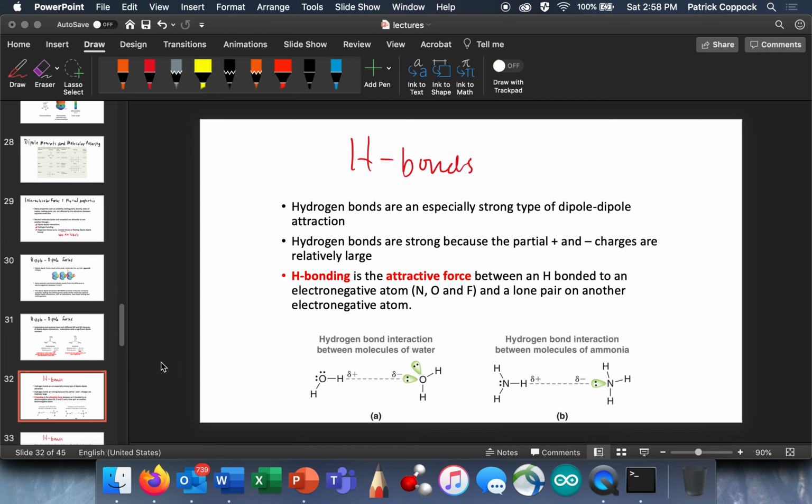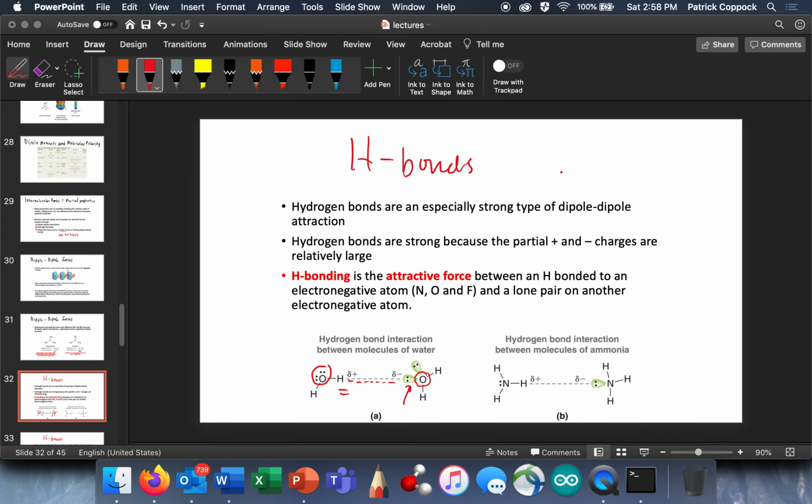But they're defined as, look at this, a lone pair on an electronegative element. You see an electronegative element right there, oxygen. A lone pair on an electronegative element and a hydrogen which is bonded to another electronegative element, right? And so there is the hydrogen bond.